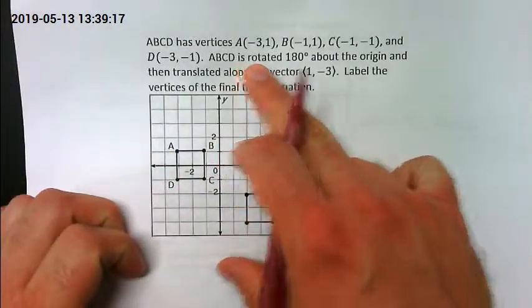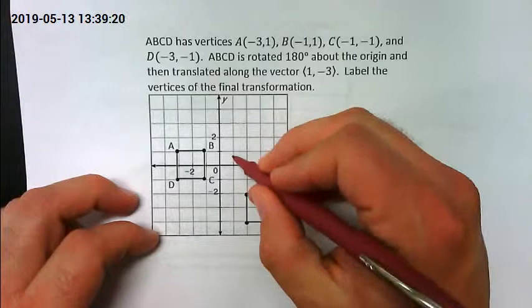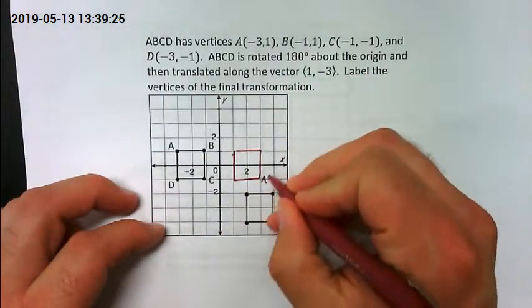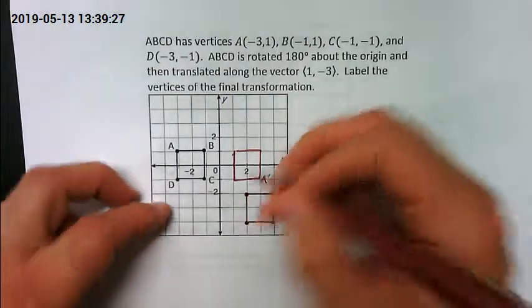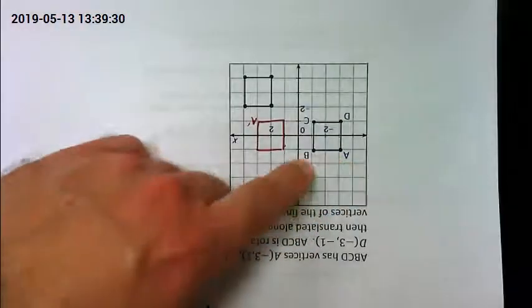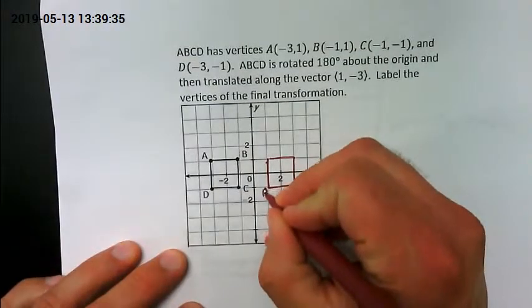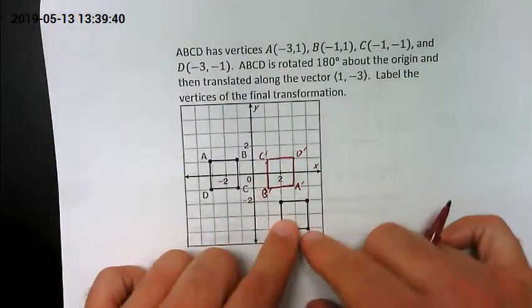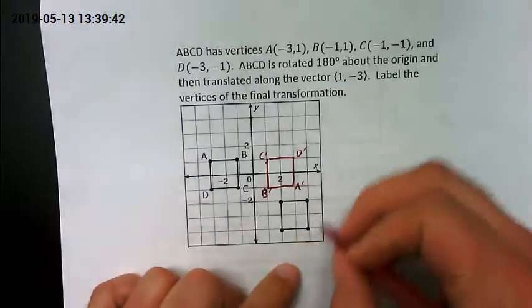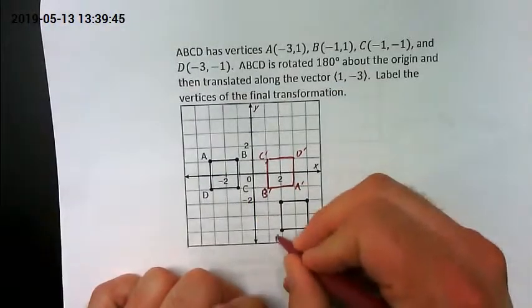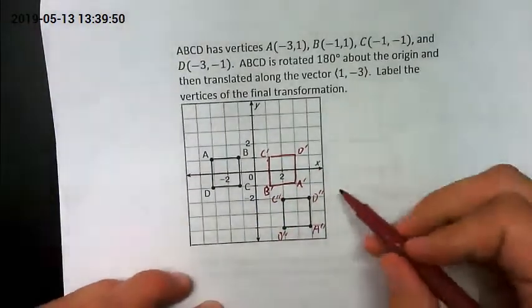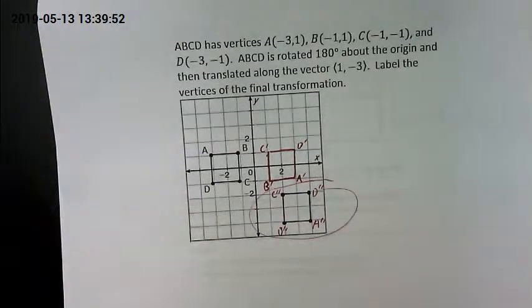It says that we rotate it first 180 degrees. So let me draw it. If we were to rotate it, it'd be right here. And it's rotated, so this would be A prime. Let's flip it around so we can see A, B, C, D, like that. But then we're dropping it down here, vector of 1, negative 3. So now this is A double prime, B double prime, C double prime, D double prime. And this is what we're looking for.